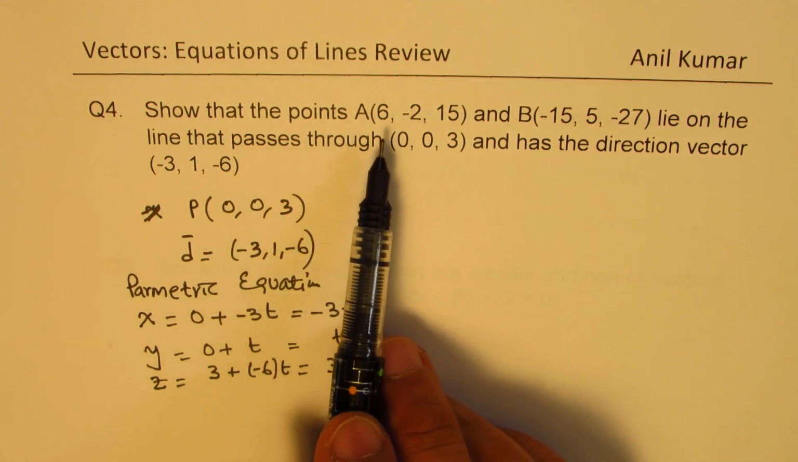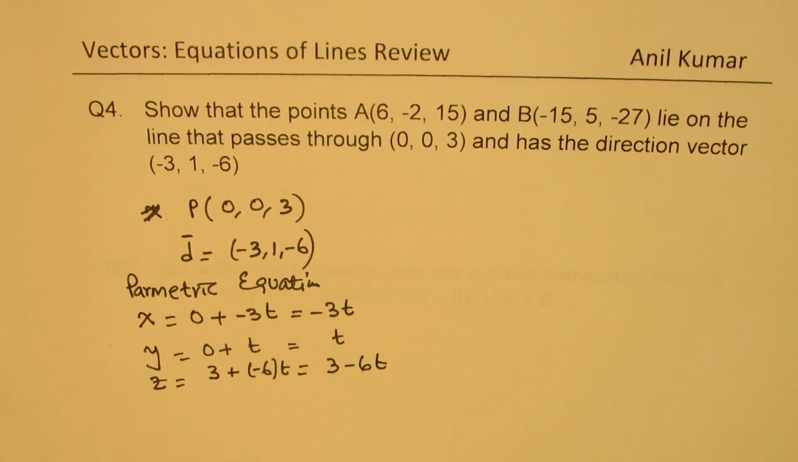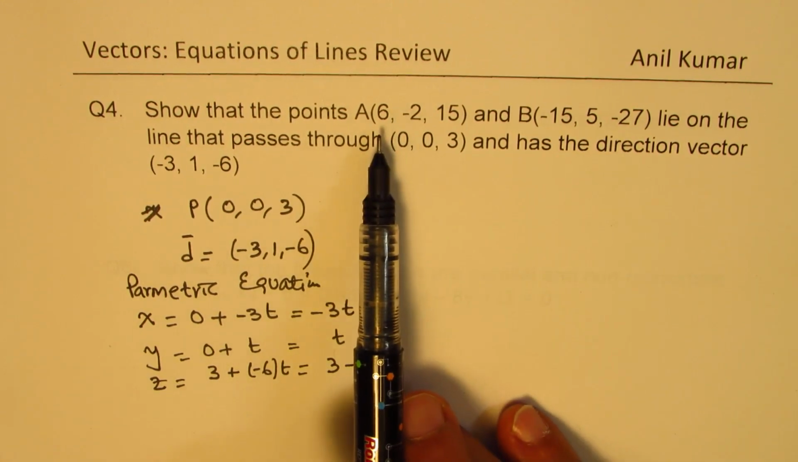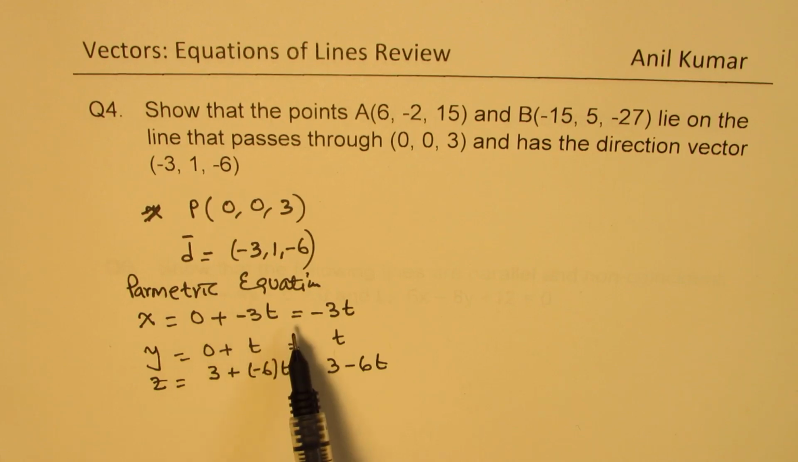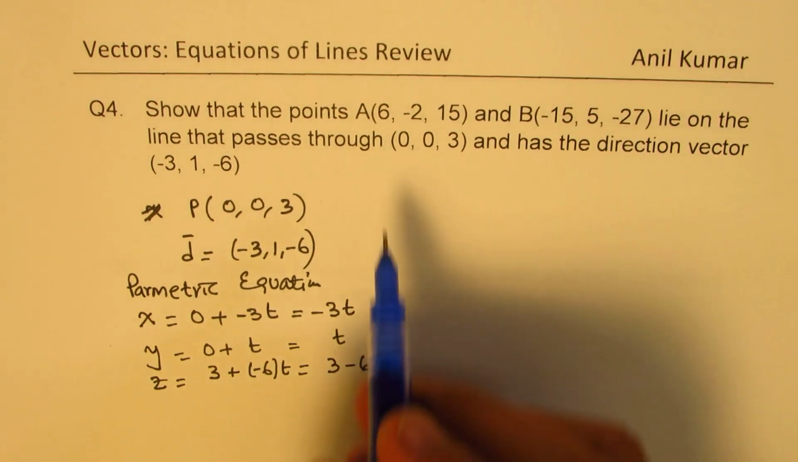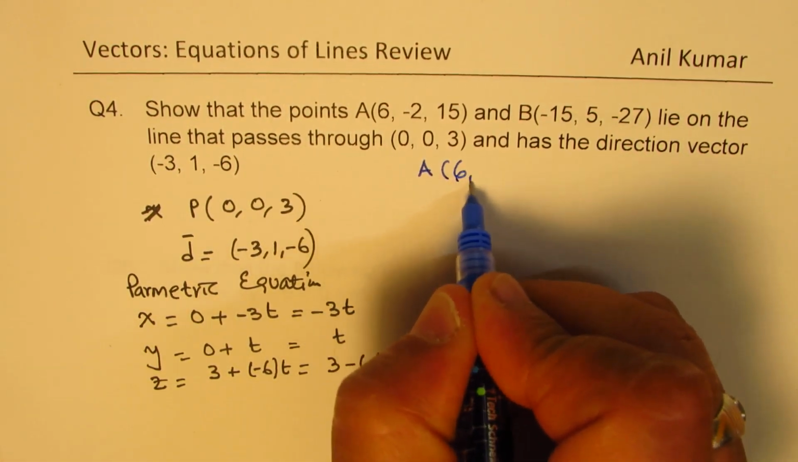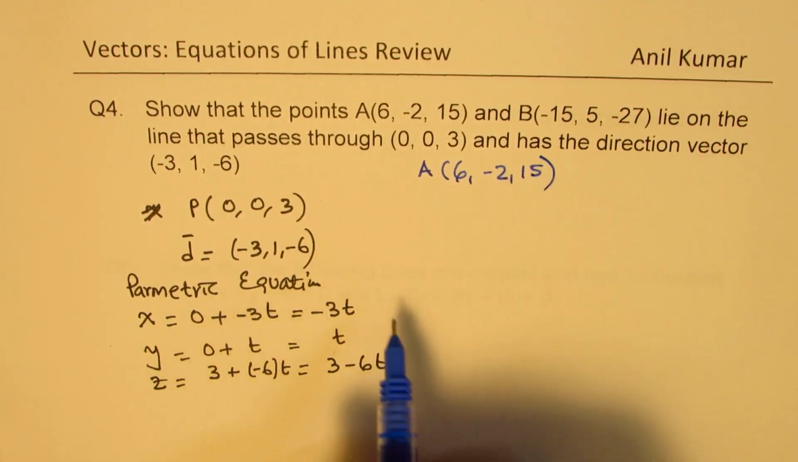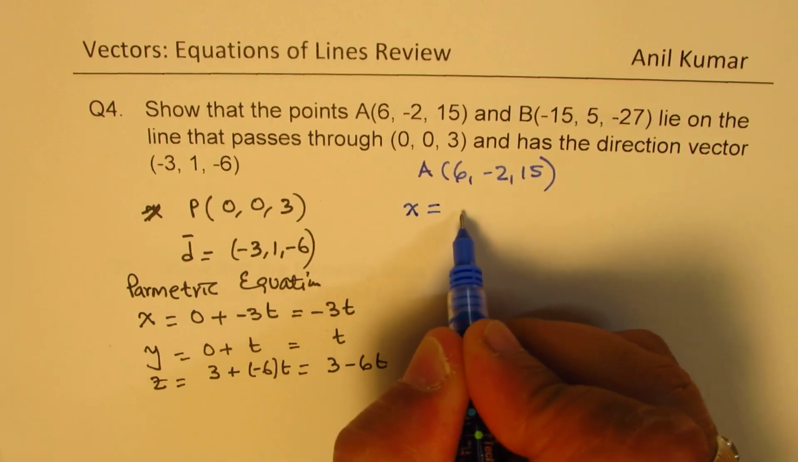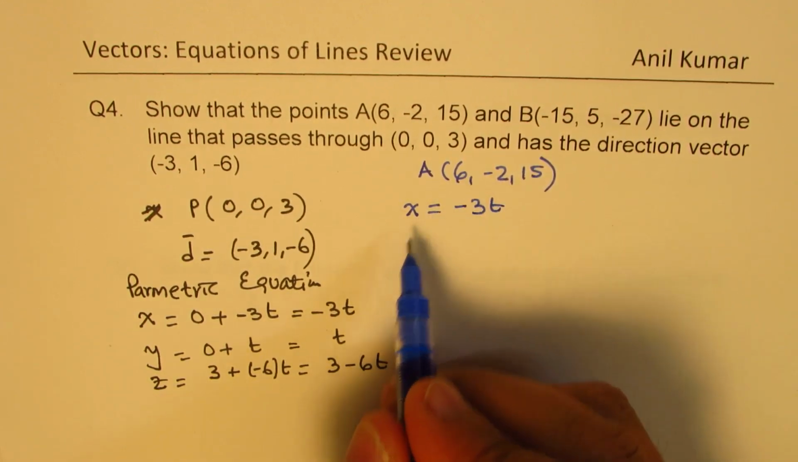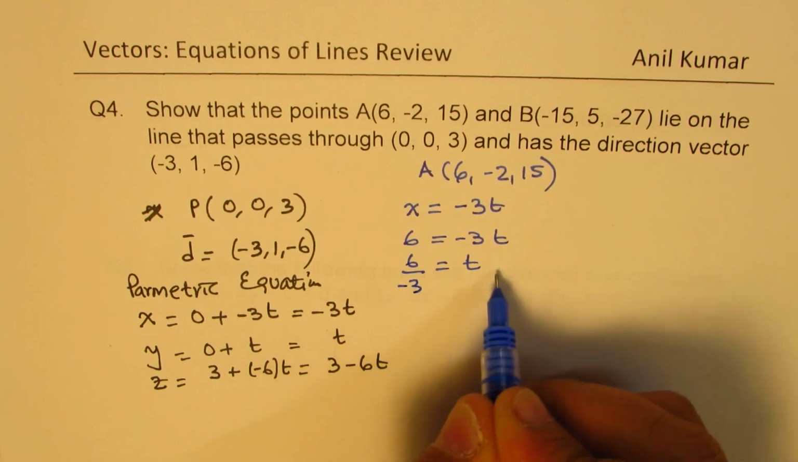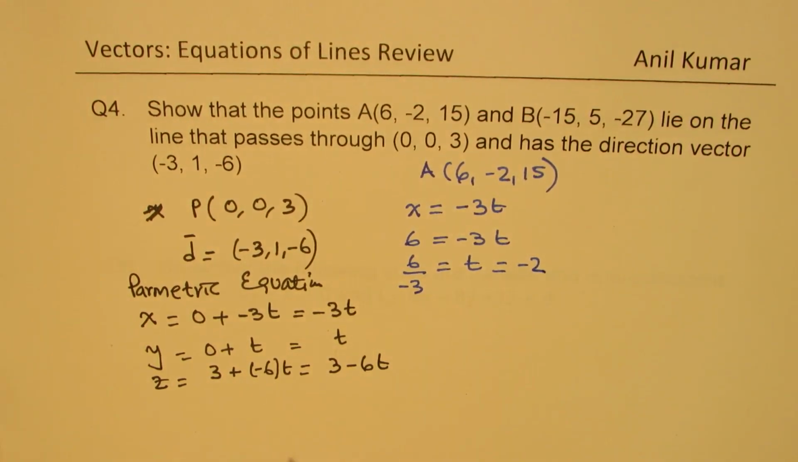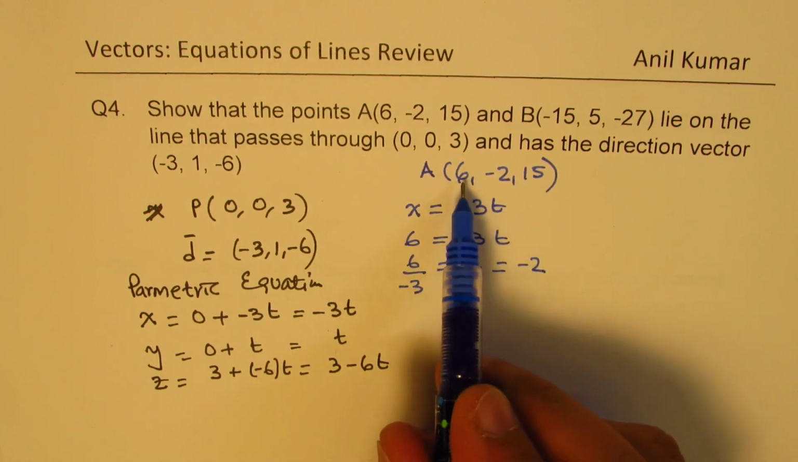Now we need to show that A and B lie on this particular line, right? So the value of A is (6, -2, 15). Let's substitute these values and find the value of t. Using 6, we get x = -3t, so 6 = -3t, and that gives t as 6 over -3, which is -2. So now we found the value of t by substituting 6.